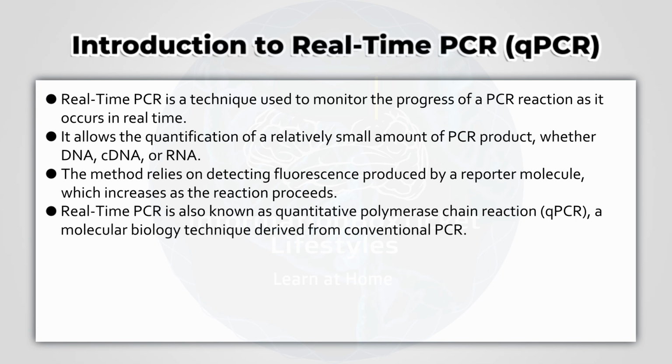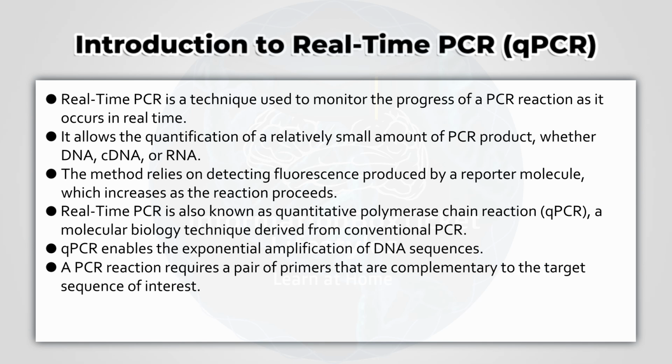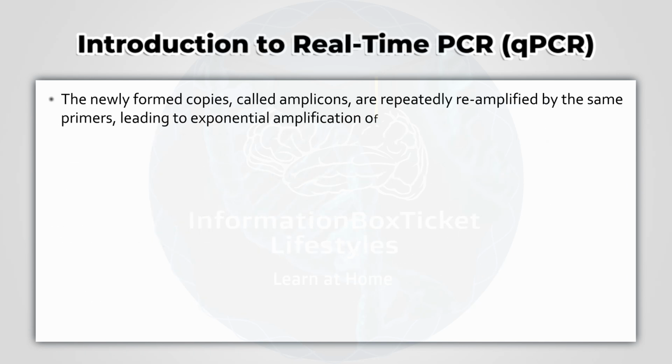Real-time PCR is also known as quantitative polymerase chain reaction, qPCR, a molecular biology technique derived from conventional PCR. qPCR enables the exponential amplification of DNA sequences. A PCR reaction requires a pair of primers that are complementary to the target sequence of interest. These primers are extended by DNA polymerase during the reaction. The newly formed copies, called amplicons, are repeatedly re-amplified by the same primers, leading to exponential amplification of DNA molecules.